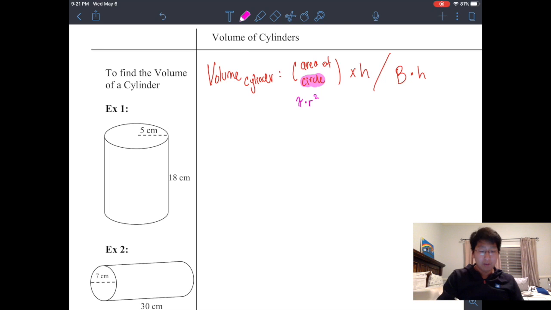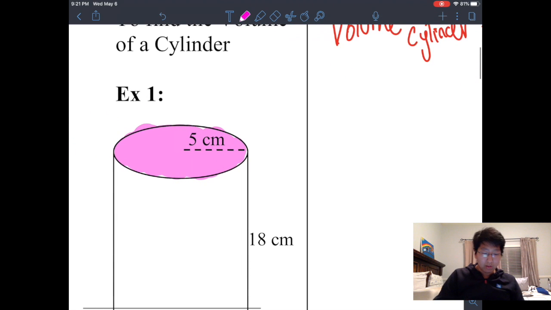Here we have a circle, right? We have a circle here that has the radius of 5. So we need to find the area of this circle. Now, the radius is 5, so it's going to be pi times radius squared. The radius is 5, so this is the radius. So this equals pi times 5 squared.